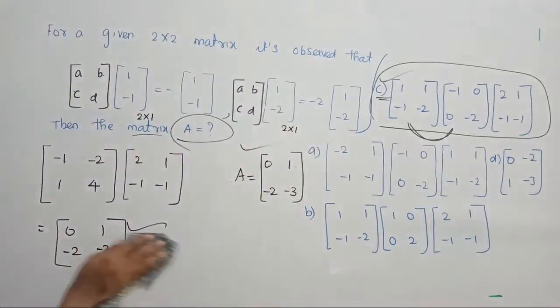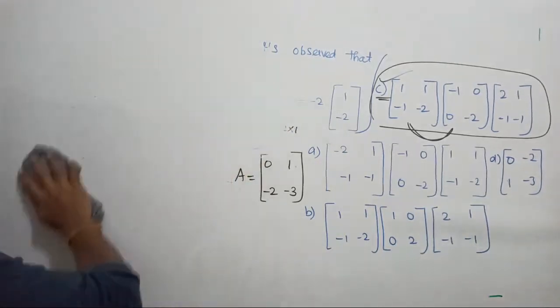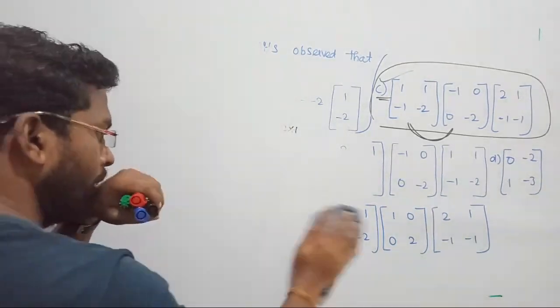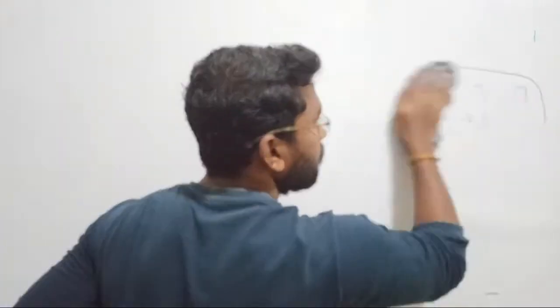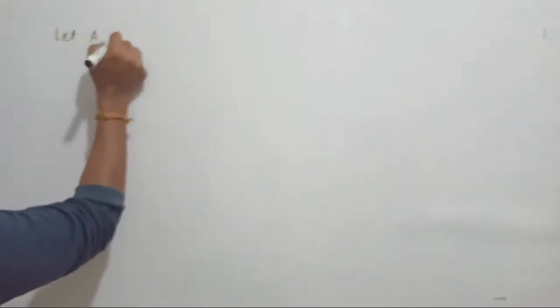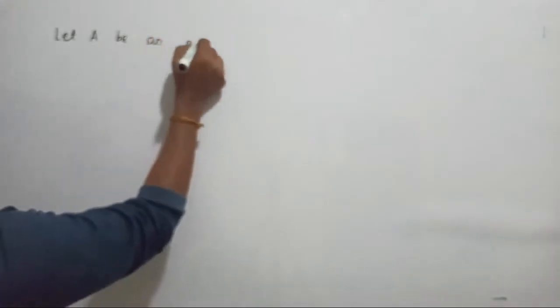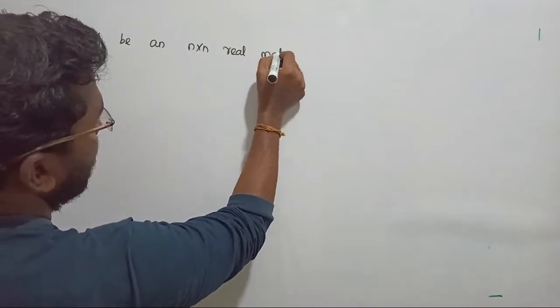Next question. One second, I will rub this one now. Let us proceed with the next question, right? Okay, fine. Let us go ahead with the next question. The next question is given as: let A be an n cross n real matrix.